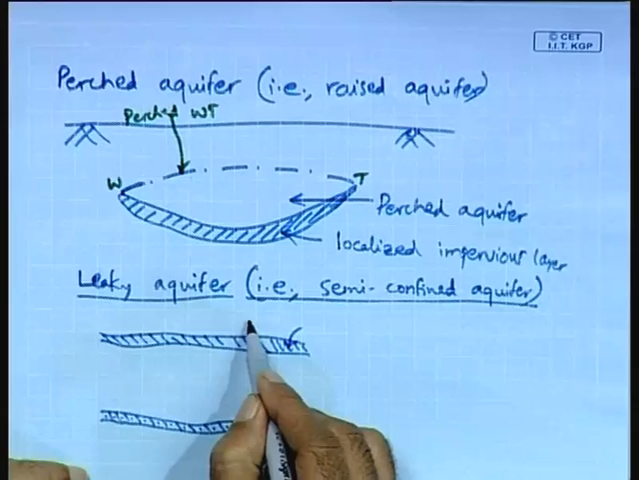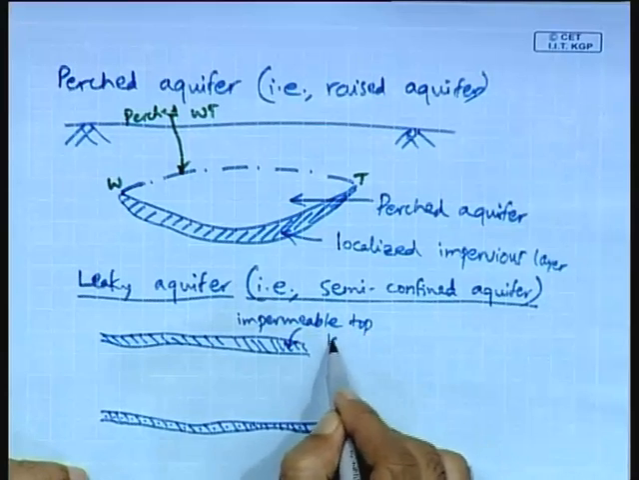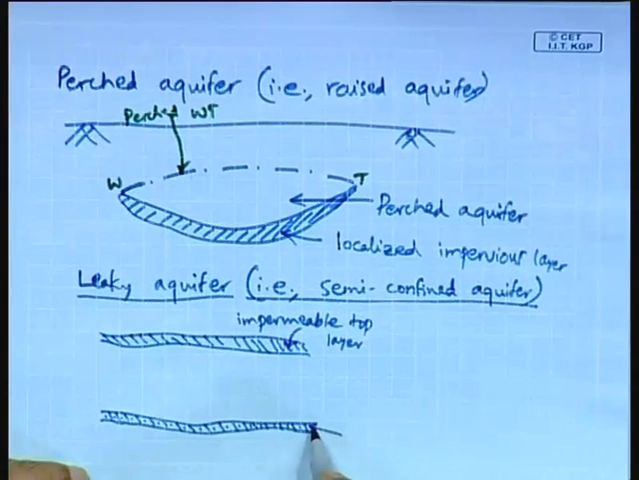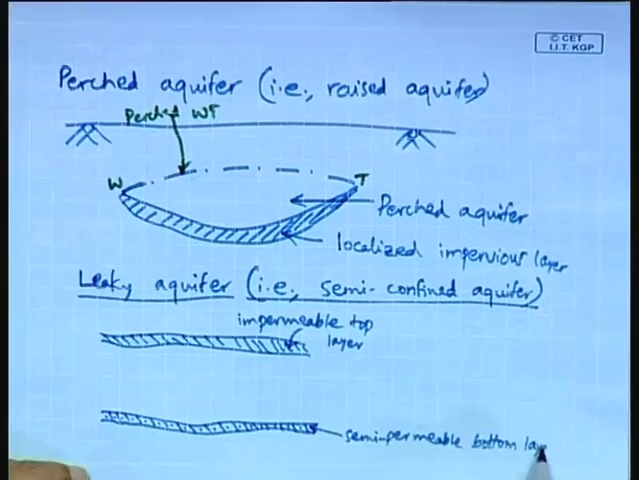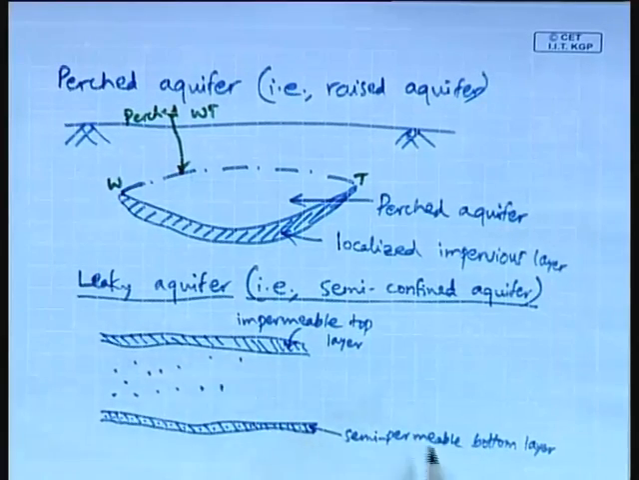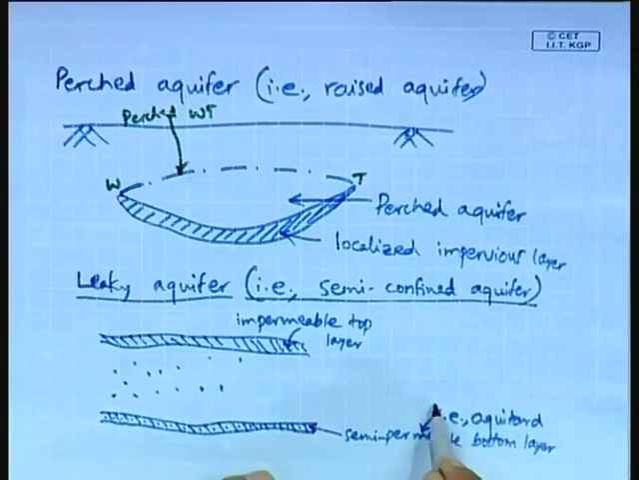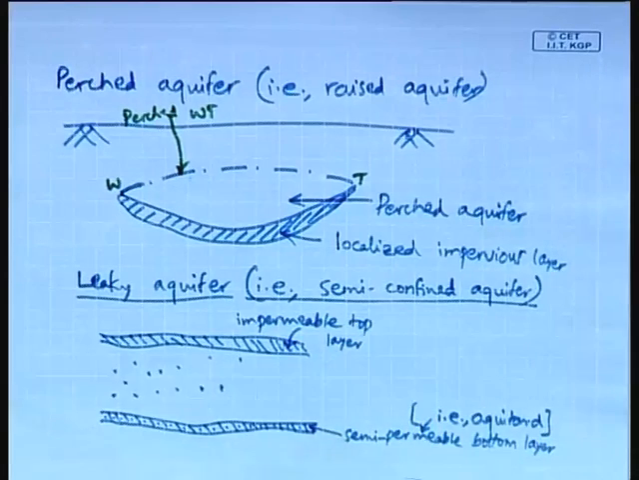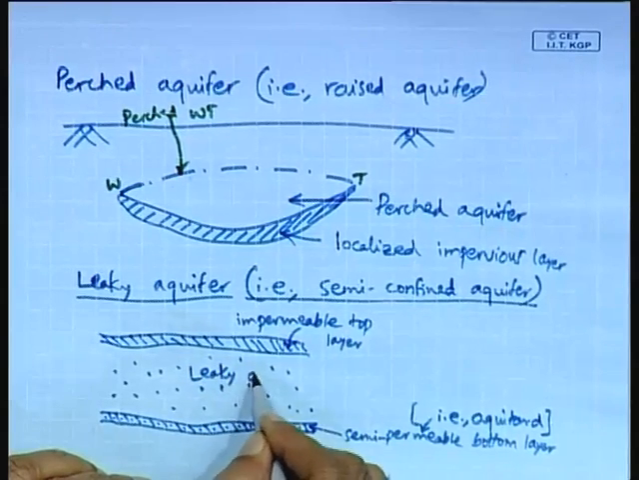so this is an impermeable top layer, and this is a semi-permeable bottom layer, or it can be the other way also. Of course, the other name for this semi-permeable bottom layer is aquiclude, I am sorry, aquitard. And this is the leaky aquifer.